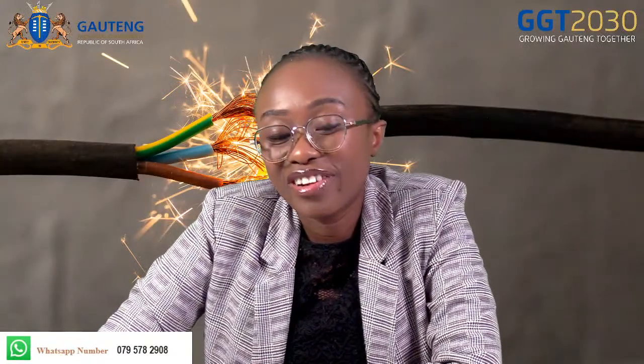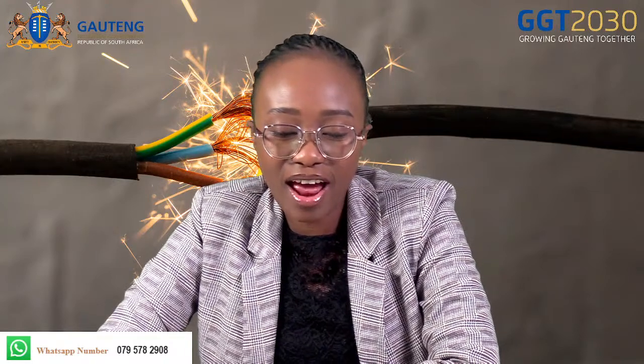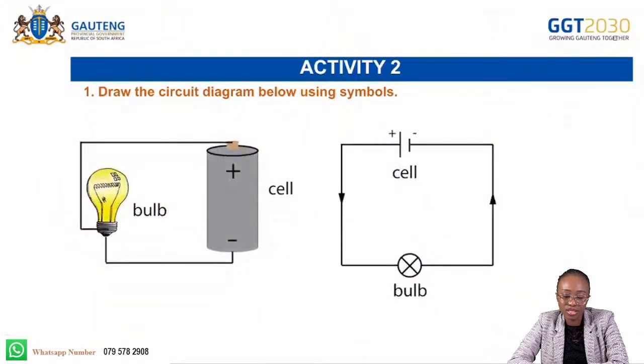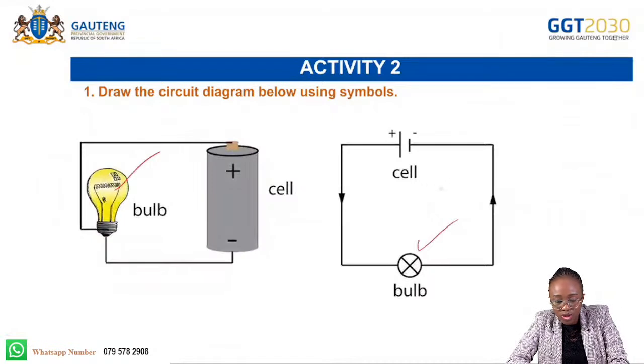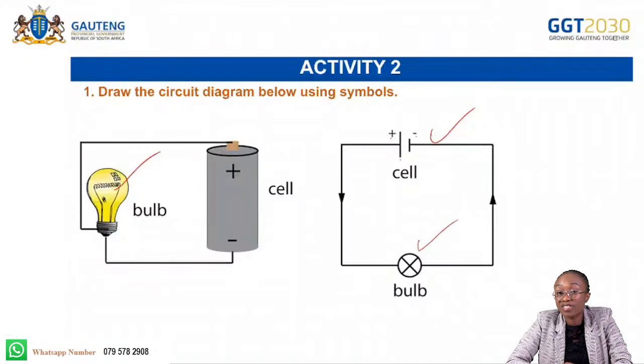Welcome back, learners. Now let's draw the circuit diagram. There is our circuit diagram. We have our bulb represented by a circle with a cross in it. Then we have our cell represented by the two vertical lines I was talking about, one longer and the other shorter. And then the plus sign representing the positive terminal, and the negative sign representing the negative terminal. Then we've got our solid lines to represent our conducting wires.